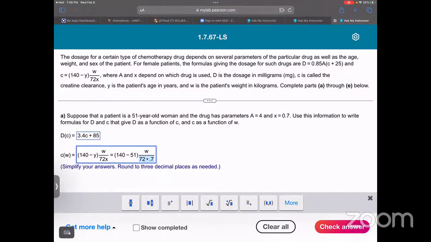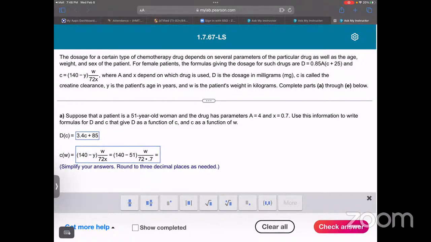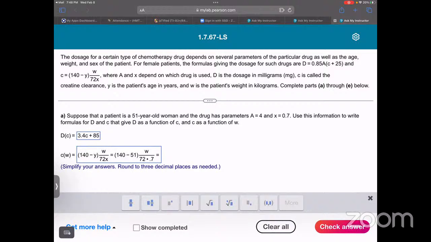So 140 minus 51. Let me see if I can do this. Hey Siri, what's open parentheses 140 minus 51 close parentheses divided by open parentheses 72 times 0.7 close parentheses? I found web results. Boo. No, I don't want to do that. Let me just pull up my calculator. I was pausing to see if I could get Siri to do it, because whenever she can, it's so much easier. I just speak it and I get my response. That's all I'm looking for.